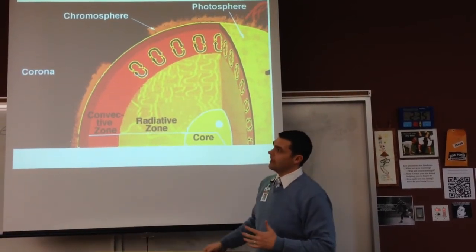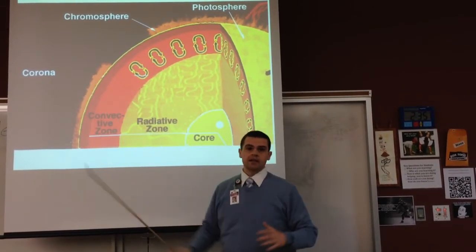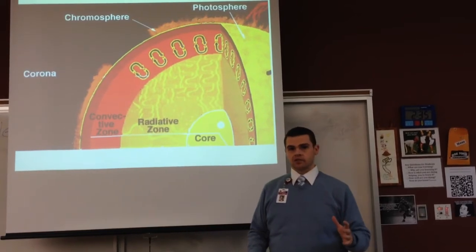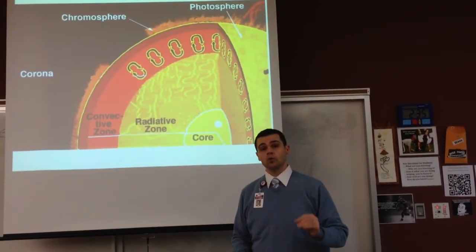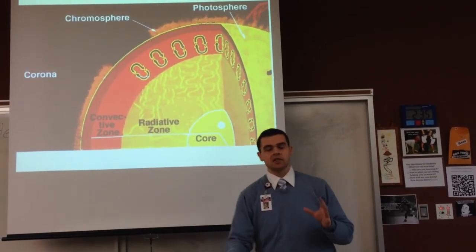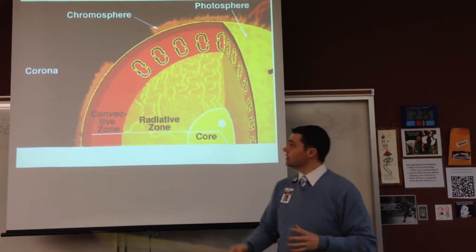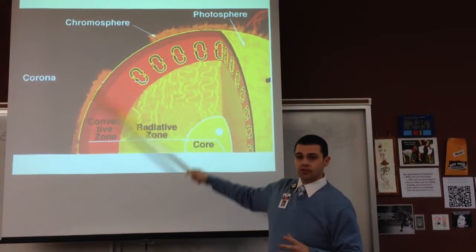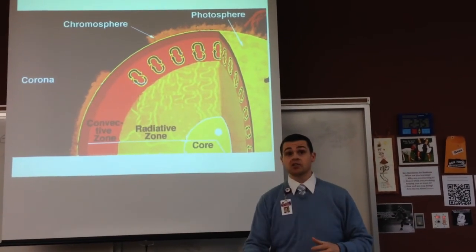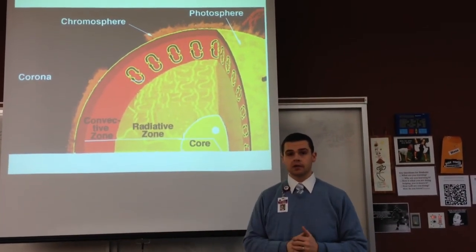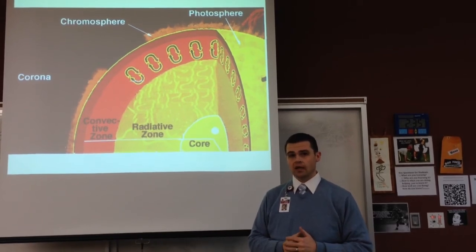And then finally, the outermost layer is the corona. Now, it's normally not visible to us unless it's happening during a total solar eclipse. And the interesting thing about the corona is that it's actually 2 million degrees Fahrenheit. The layer below it is only about 30,000 degrees Fahrenheit, so it's actually much, much hotter than the layer below it. And we're not entirely sure why that is right now.